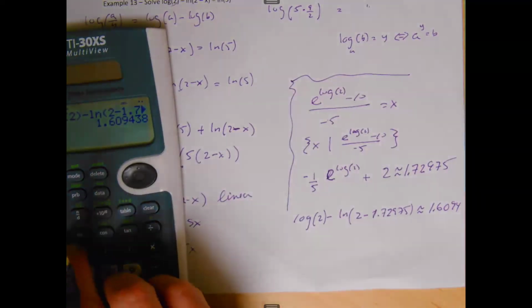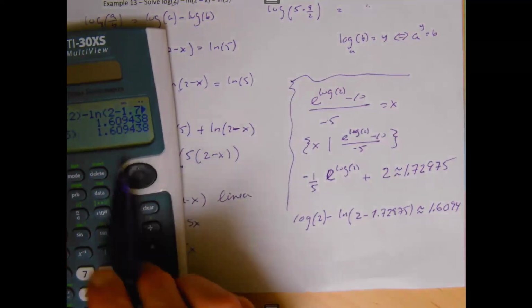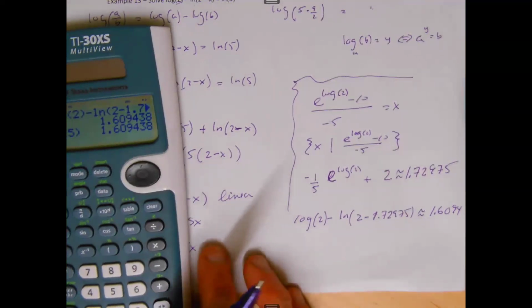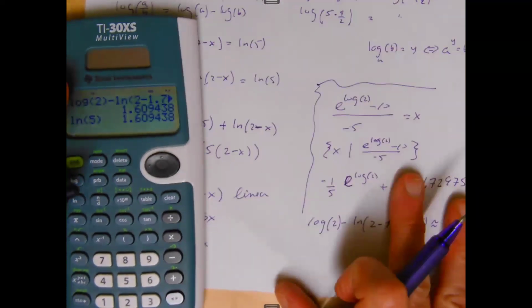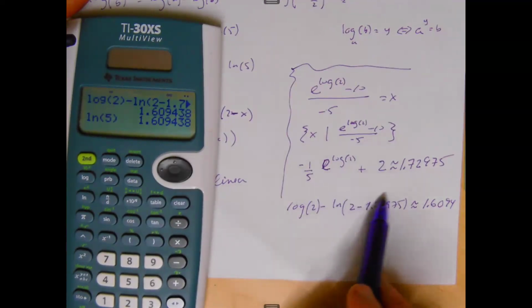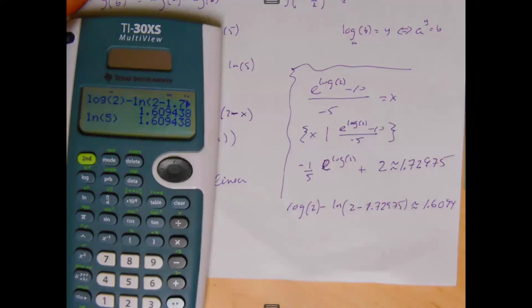What's the other side? Well, let's take natural log of 5. Natural log of 5. There we go. Yeah, that worked. That is a solution. I get the same number again. So, yeah. So this is the exact solution, which is approximately that.